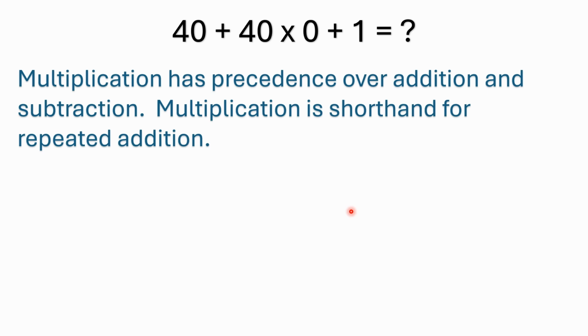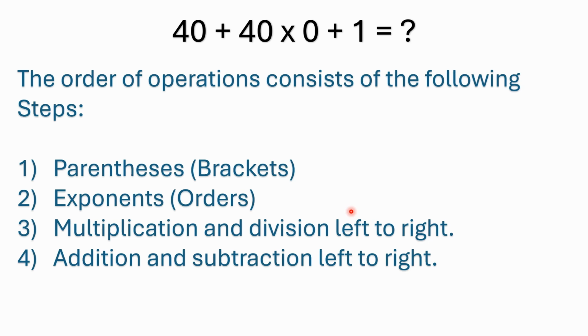All right, so multiplication has precedence over addition and subtraction. Just remember that multiplication is just shorthand for repeated addition. Now we have the order of operations convention, which is how problems like this have always been solved. A lot of times people don't remember how to mix addition with multiplication or division and so on. But it consists of the following steps.